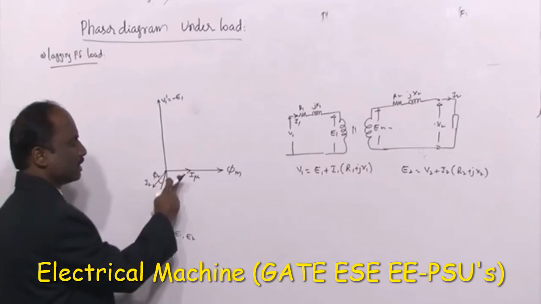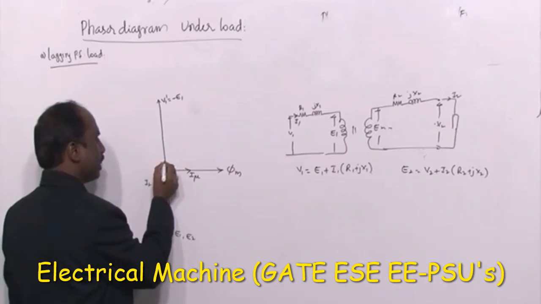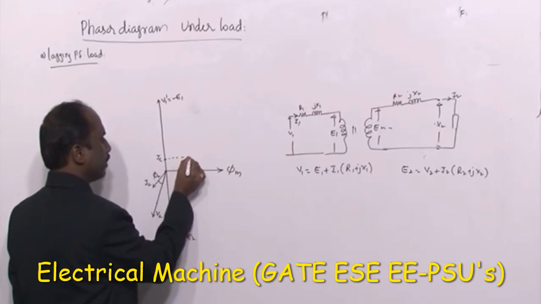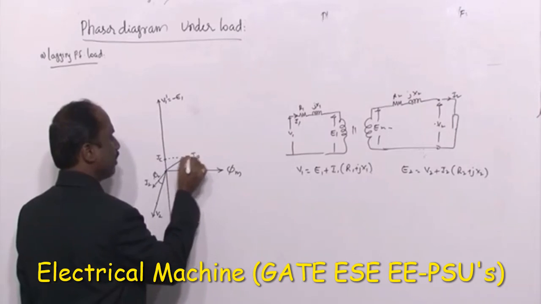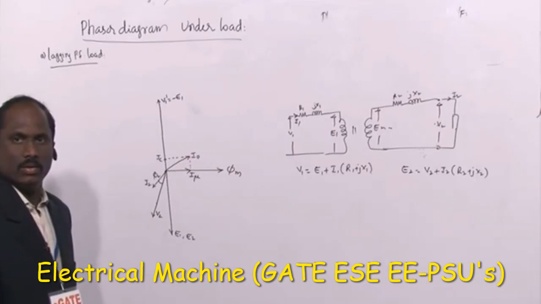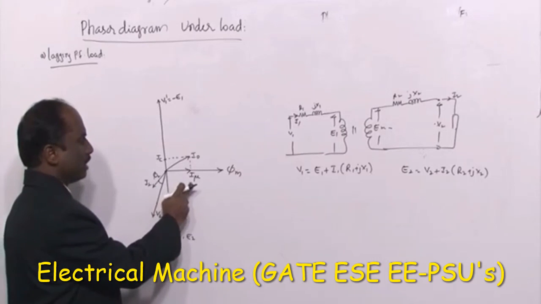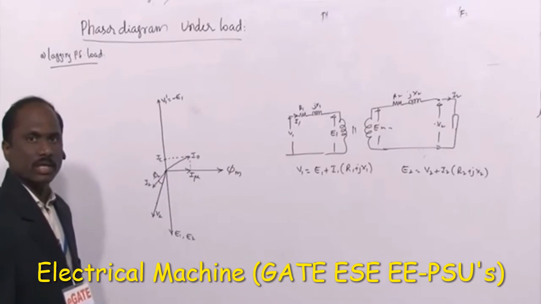Okay. So this is I mu, the magnetizing component, and the core loss component is IC. The resultant of these two currents is nothing but I0, which is called the no load current of a transformer. What is the no load current of a transformer? Under no load conditions, the current taken by a transformer has two components. One is the magnetizing component, the other is the core loss component.